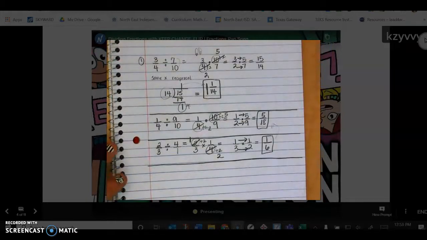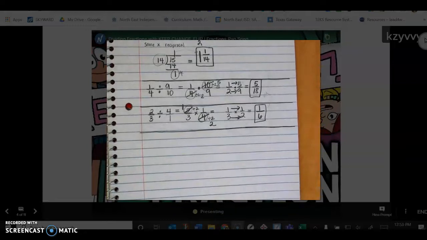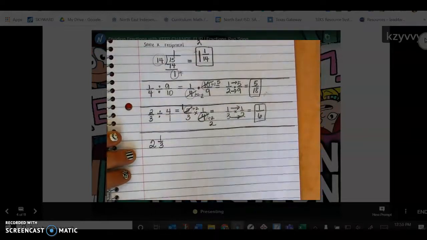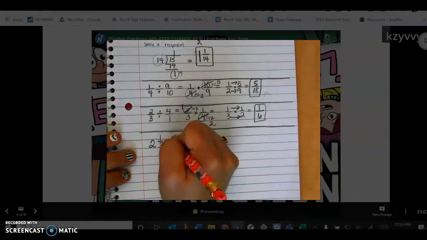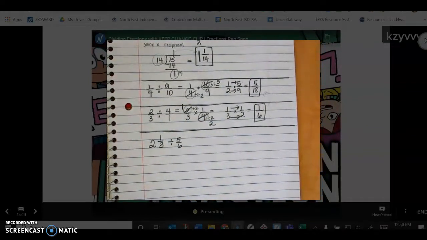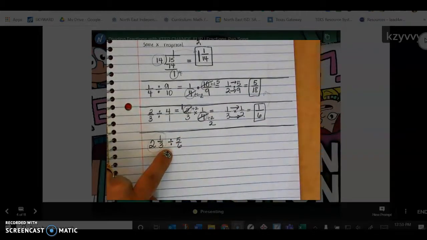I have one more problem I'd like to do if you have time. I'm going to take this one off of the Pear Deck, okay? It says 2 and 1/3, and I'm going to divide that by 5/6. Well, this is nothing we covered in today's notes, but I do remember that I am going to have to change this to an improper fraction for any kind of multiplication problems. And I'm learning that this division is going to turn into a multiplication problem.